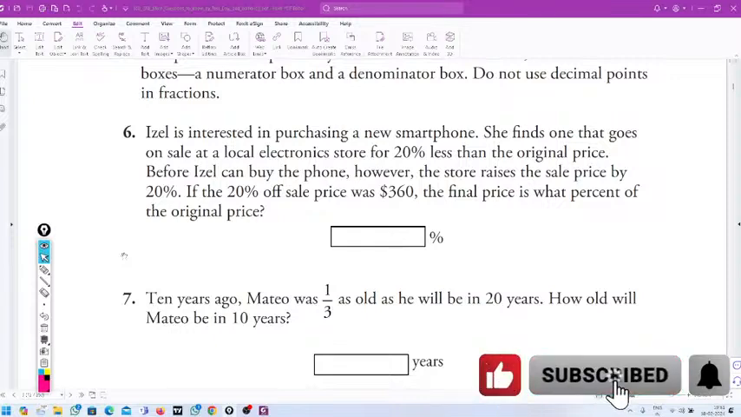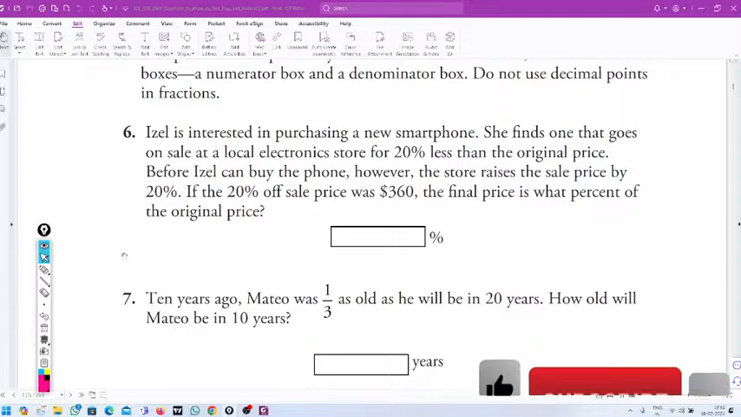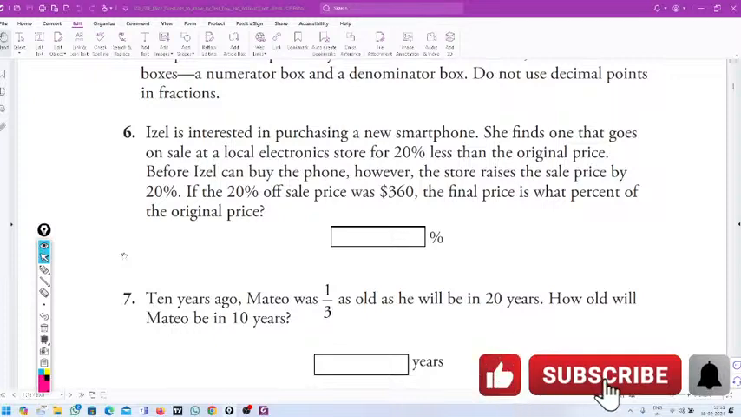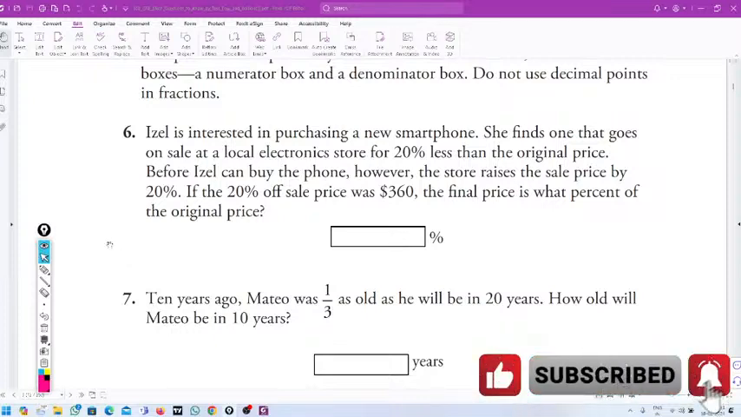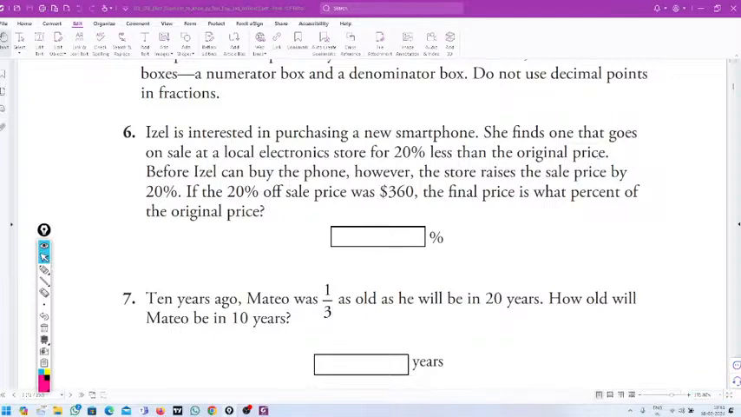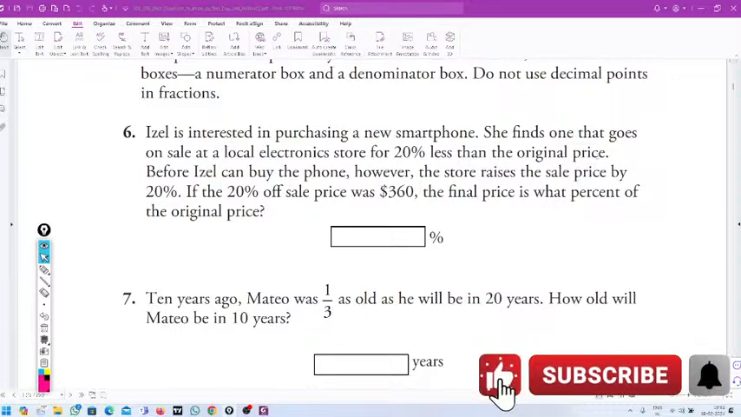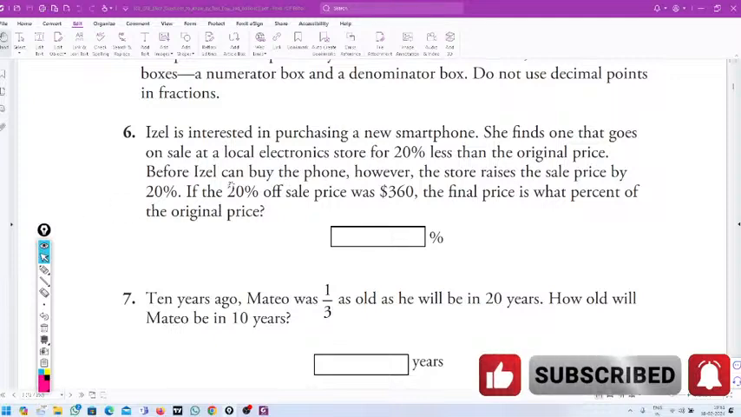Hmm. So how do we approach this kind of question? First of all, before going to the local electronic store, the price was increased by 20%. Then after that, it was decreased by 20%. The question is asking the final price was what percent of the initial price. Initial price meaning before the increase.